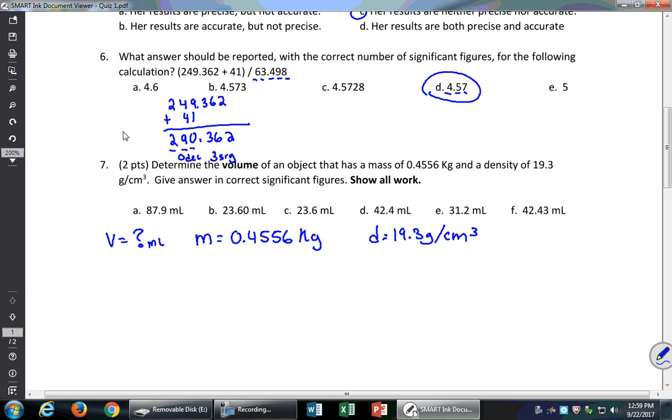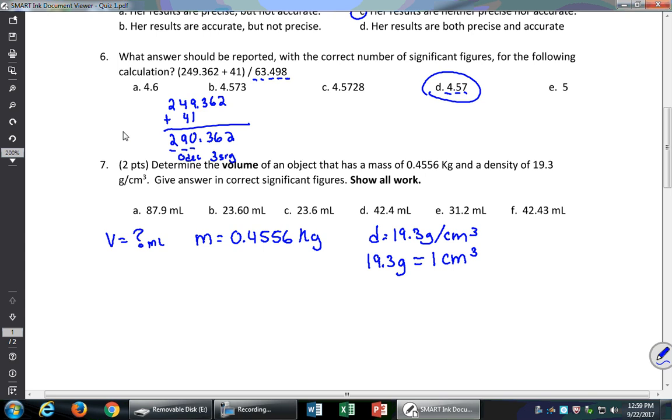So we need some relationships. Density is one of our relationships. That's a given relationship that is specific for that object. So what that tells me is for every 19.3 grams of that object, I have 1 centimeter cubed in volume of that object. But I need a little bit more.